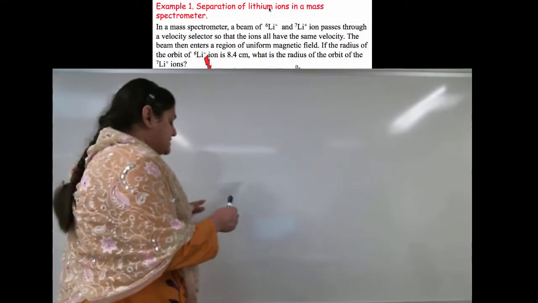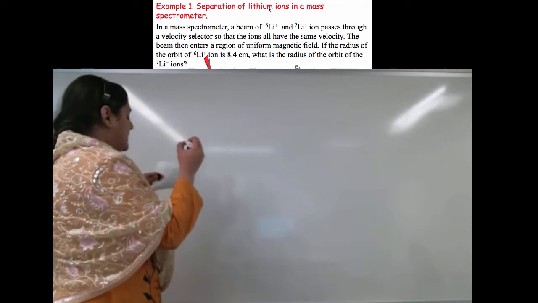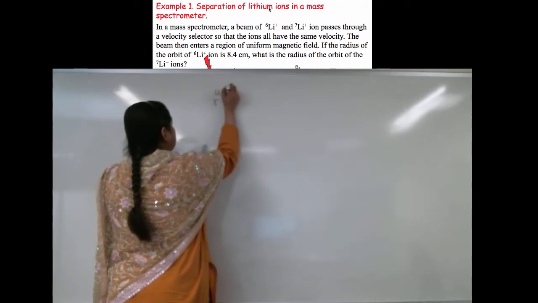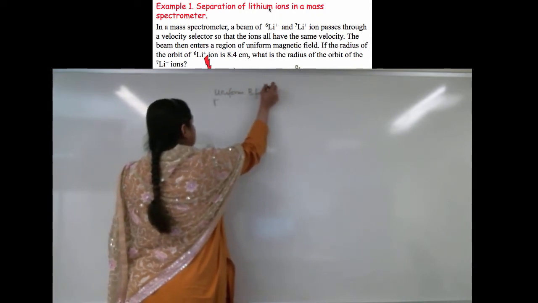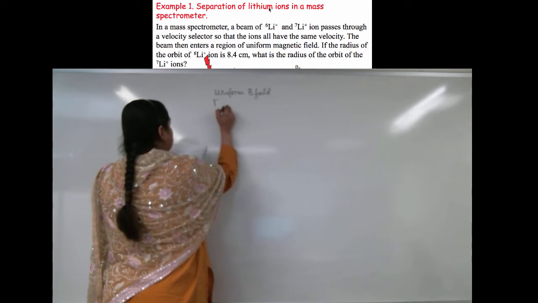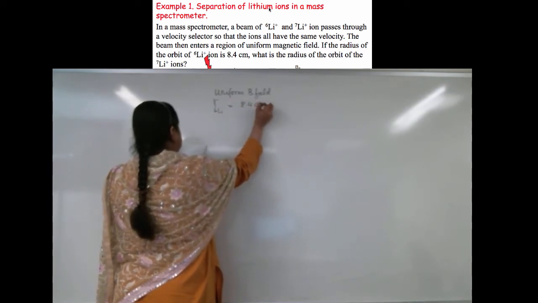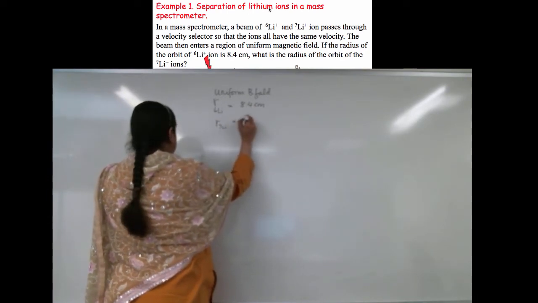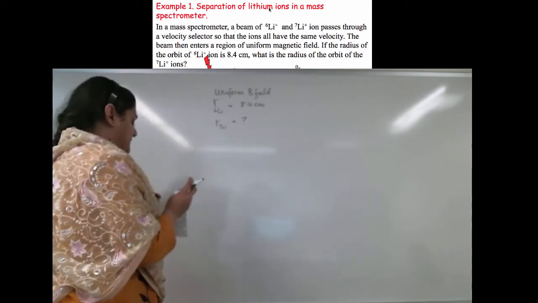Now, in this case, what are we given? We are given a uniform magnetic field, so we have a uniform B field. We have a radius of lithium-6 ions, which is 8.4 centimeters, and we are required to find the radius of a lithium-7 ion using a mass spectrometer.